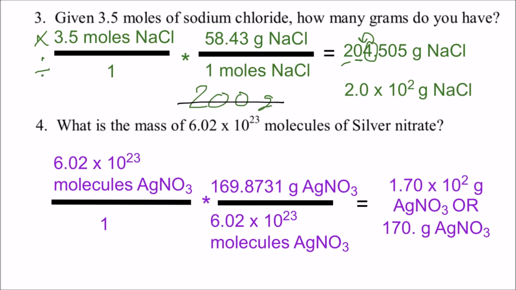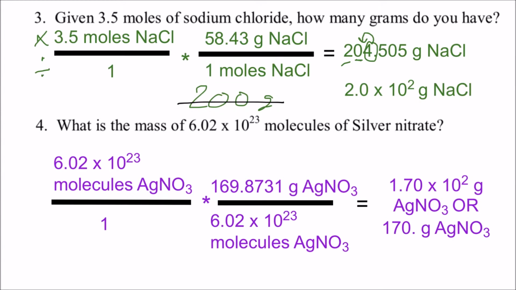Okay, here's what we've come up with. I put the given over 1. Since we have molecules of silver nitrate on top, you have to have molecules of silver nitrate on bottom. Anytime you see atoms, particles, or molecules, you use Avogadro's number. Avogadro's number is equal to the molar mass in grams of any compound or element.